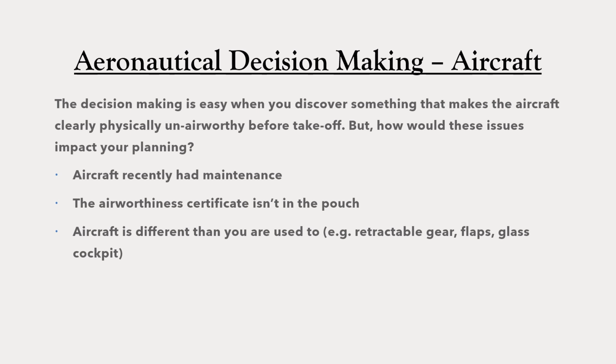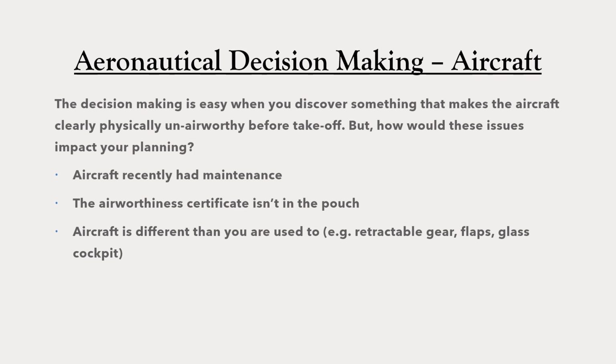So what if the aircraft that you're going to fly today isn't the one you usually fly and that you're used to flying? Some characteristics that could be different. It might have retractable gear and you're used to flying fixed gear. Maybe it has flaps, or maybe it has different types of instrumentation, like modern instrumentation called a glass cockpit, where information just gets presented differently.